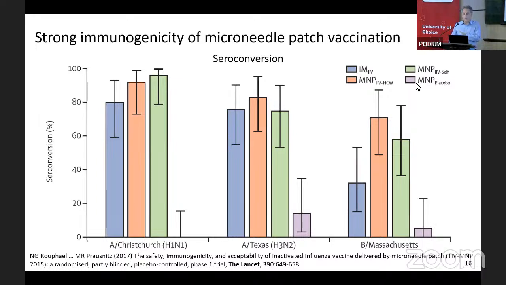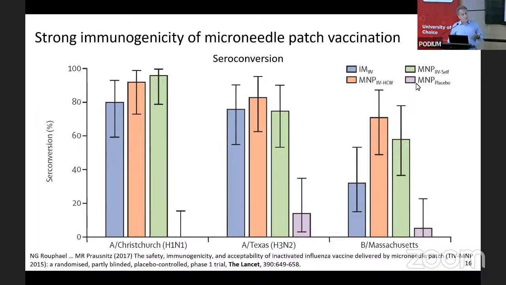And then you see the groups of 4 bars. The first bar is the intramuscular vaccination, then the 2 microneedle patch groups, and then finally the placebo. For the 2 A strains, the seroconversion rate was quite strong. You can see 80% in that neighborhood for both intramuscular and microneedle patch vaccination groups. So all looking about the same and successful. When we look at the B strain, you can see that the intramuscular vaccination actually was not as strong. There's only about 1/3 of the subjects that seroconverted. And oftentimes the B strain is not as immunogenic, and that wasn't surprising.